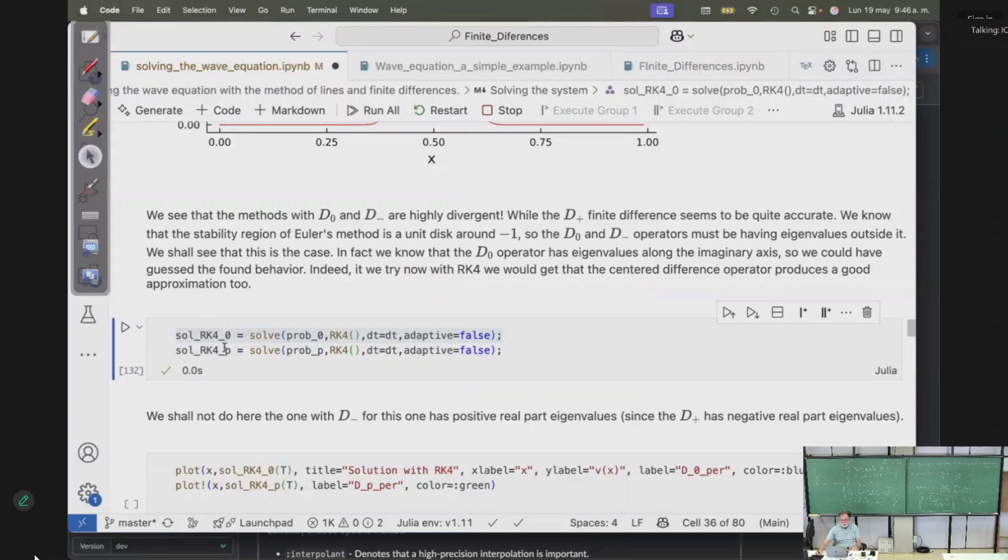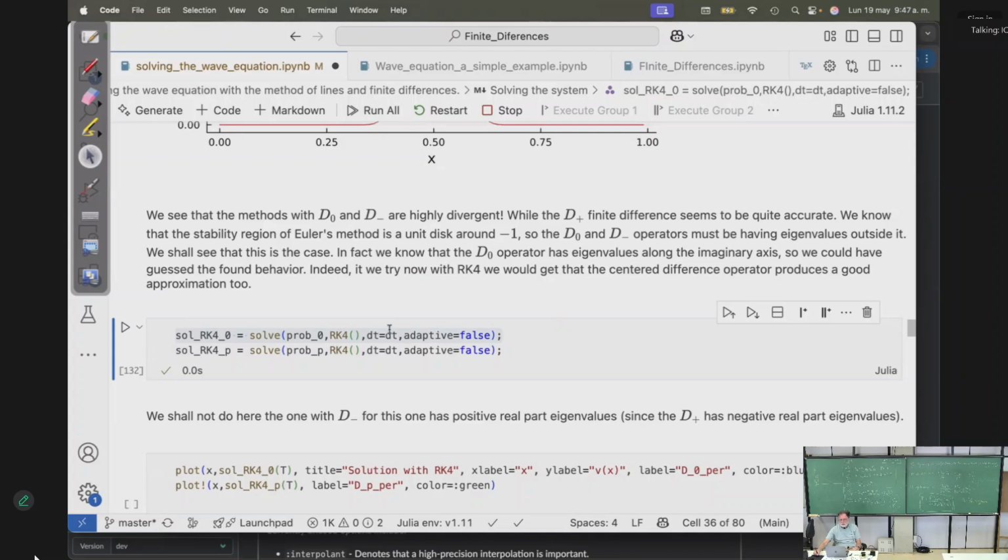So I solve here, and I get two solutions, one for the center derivative and one for the plus, and I'm using Runge-Kutta. You see the convenience of using this is that I just have to put which method I want to use and just use it. And here I'm using that the delta t is fixed, and I'm not doing adaptivity.